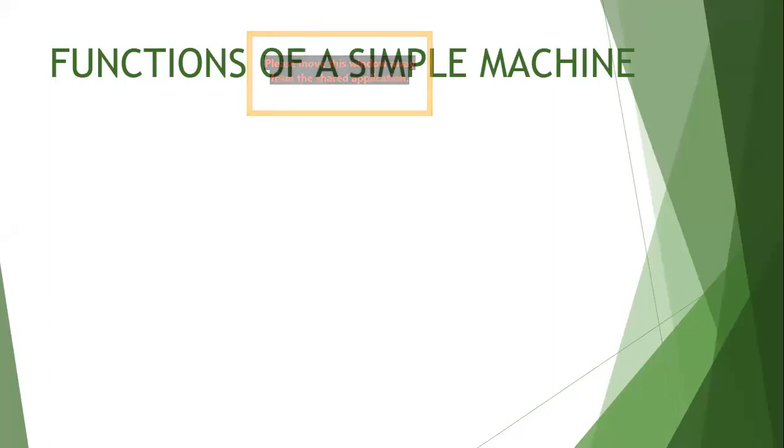Okay. There are two types of machines. One is simple machine and one is a complex machine. Okay. So a simple machine is what we are going to discuss. But a complex machine is the one which is made up of n number of simple machines together. It's called as complex machine. Your nail cutter is one of a complex machine.